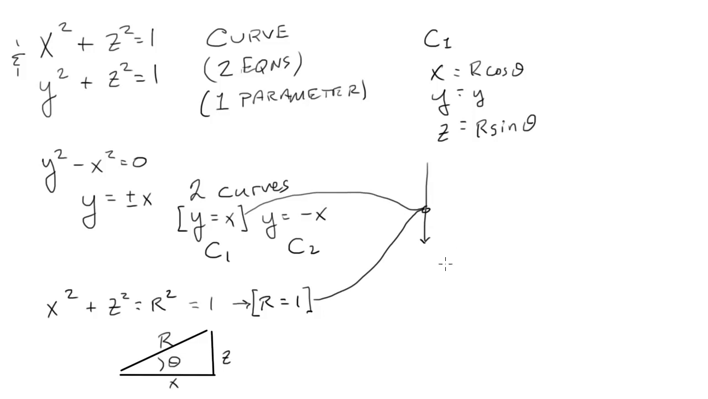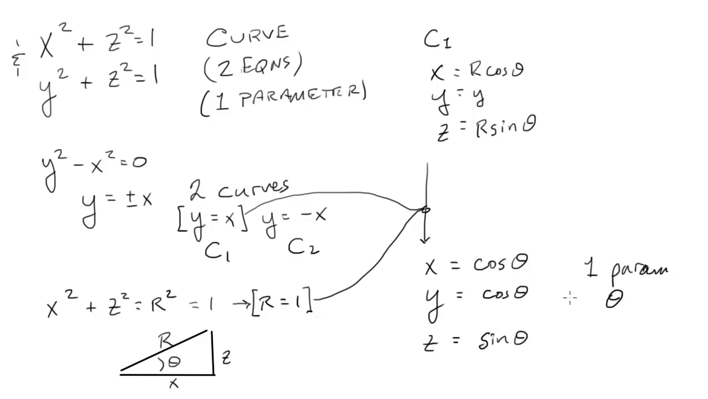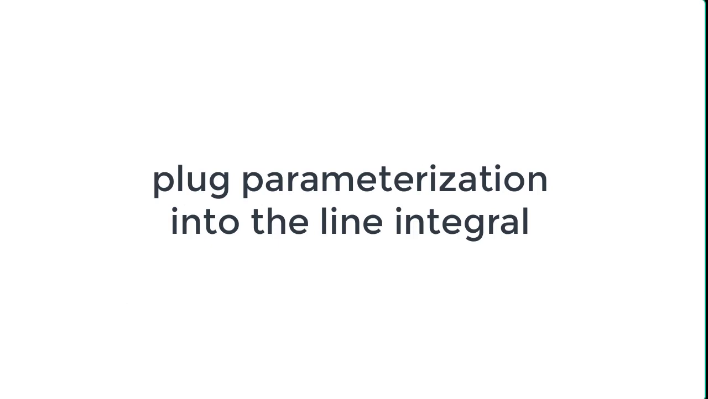R is 1, y gets replaced with what x is, and r is 1. One parameter object, and there's my curve. There's no restriction on theta. Now it's the easy part. Now that we've got our parameterization, we just plug it in.